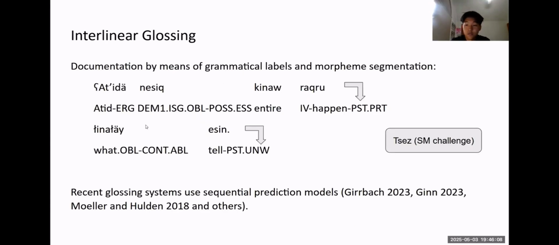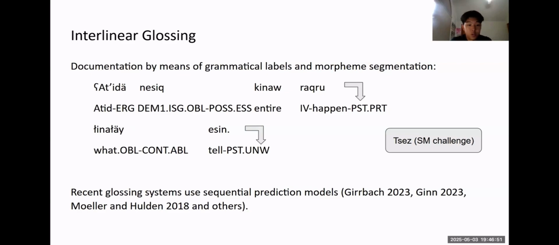So interlinear glossing, if you're not familiar with it, at least I wasn't when I started this project, is a form of documentation by means of grammatical labels and morpheme segmentation. Basically, you take a sentence from a language and segment it into either words or characters. In our case, it was words, and you cut it up into these segments and translate them individually, using these grammatical labels to differentiate these translations, to see the whole sentence one word at a time and understand each translation and how it plays a part in the context of the language.